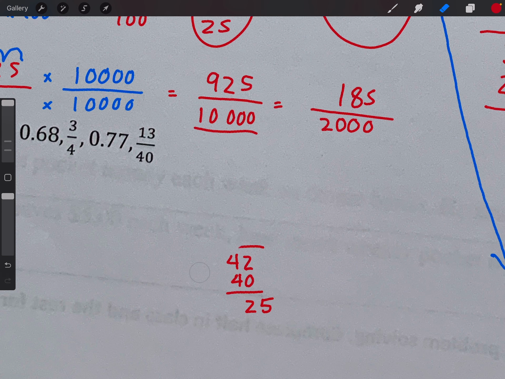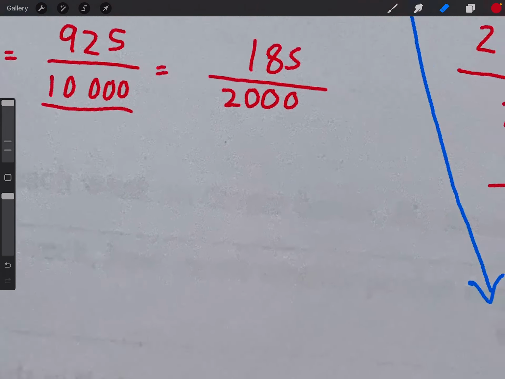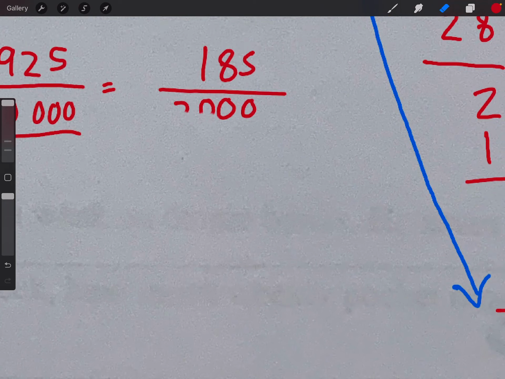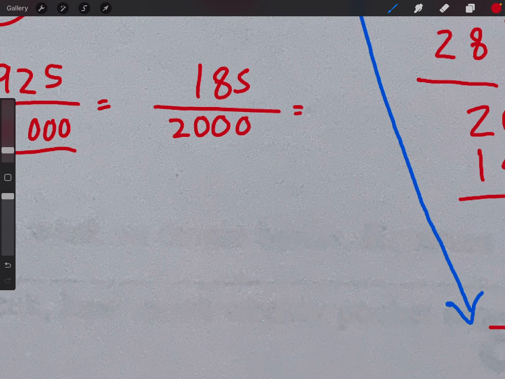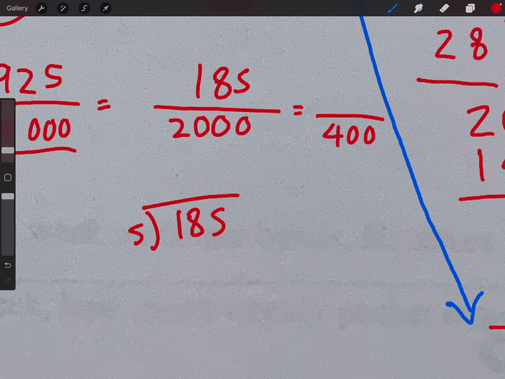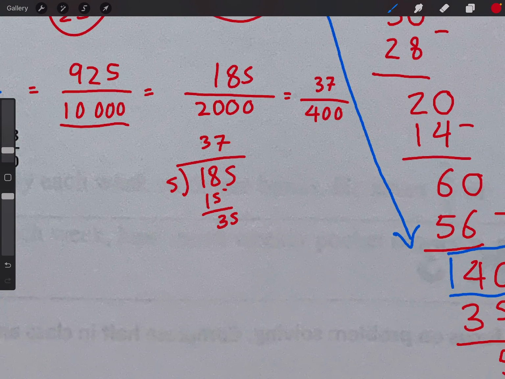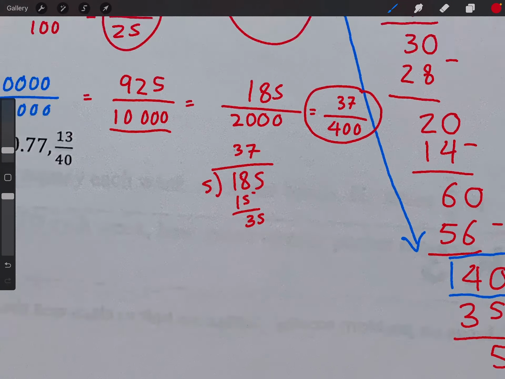And as you may have noticed, these two numbers are also divisible by 5. So 2,000 divided by 5 will give you 400. Now 185 divided by 5, let's see what that is. 18 divided by 5 is 3, 3 times 5 is 15. Take away, remainder 3, 35, and 35 divided by 5 is 7. So this will be 37 over 400. And that's the lowest we can go, because 37 is already a prime number. We can't divide anymore. So therefore, the answer is 37 over 400.